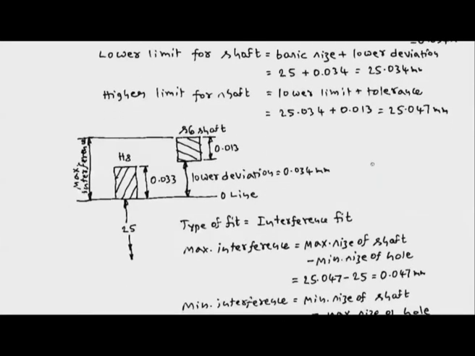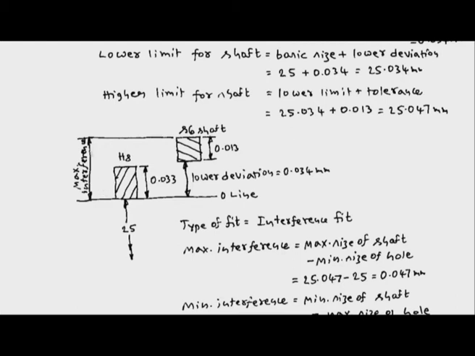Now, we can understand that the lower deviation for the shaft is greater than the tolerance value of the hole. That means, the lower limit of the shaft is greater than the upper size of the hole. So, we are getting an interference fit here.